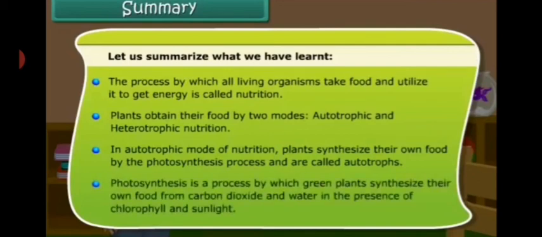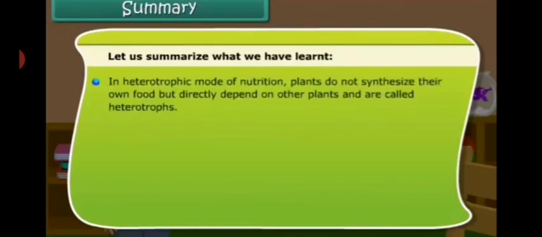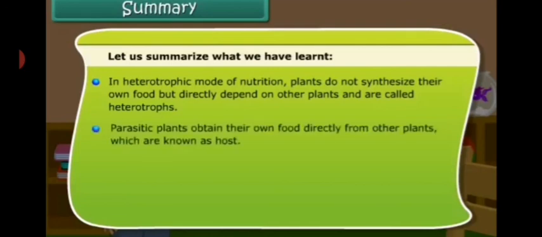Similarly, photosynthesis is a process by which green plants synthesize their own food from carbon dioxide and water in the presence of chlorophyll and sunlight. In the heterotrophic mode of nutrition, plants cannot prepare their own food, they depend directly on other plants. They are also known as heterotrophs.